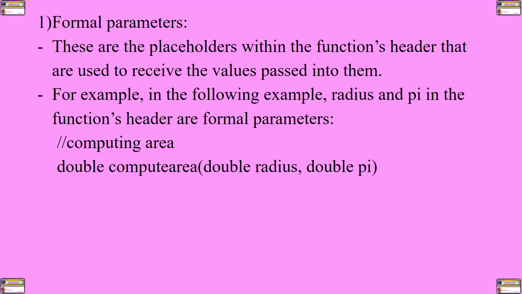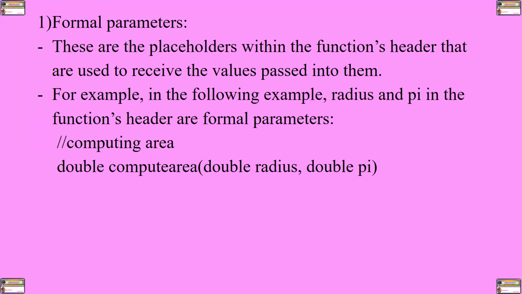So the comment is computing area. Now this function performs the task of computing the area of a circle. The name of the function is compute area. It's expected to return data of type double to the calling function or to the main function. Now this function called compute area has two parameters. These parameters are the parameter by the name radius and the parameter by the name pi.